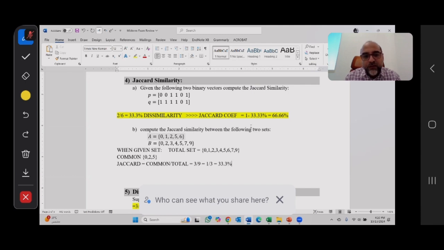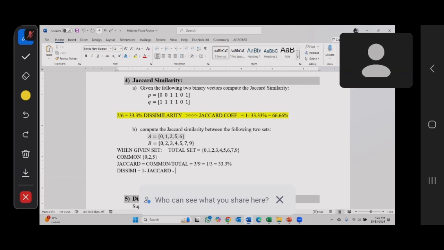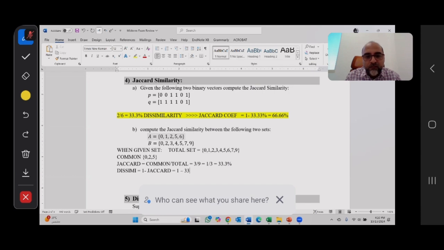Now, if they ask you about dissimilarity from here, what do you do? It is 1 minus Jaccard. You just do 1 minus 33.33%, which is equal to 66.66%. Okay, so this is again another example. You can take a screenshot and share.